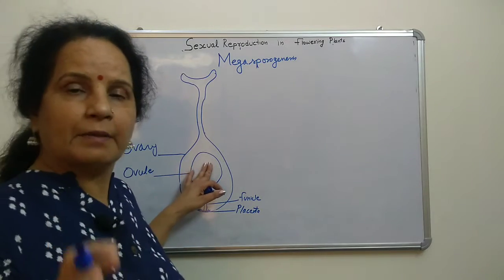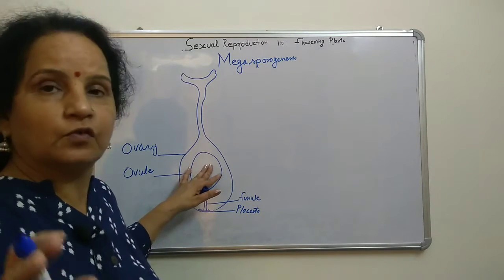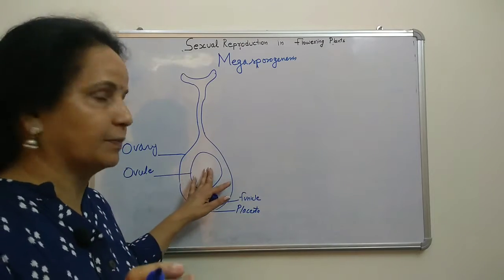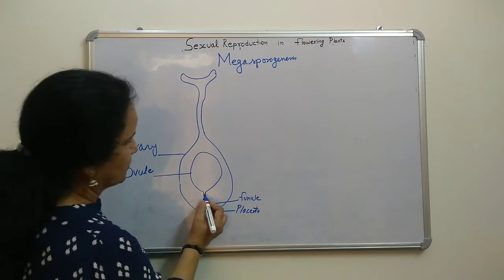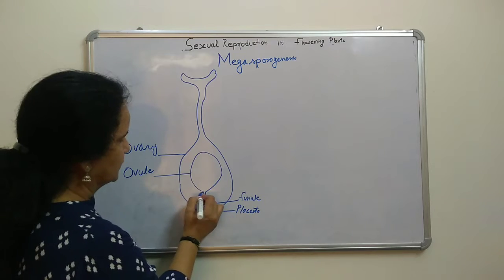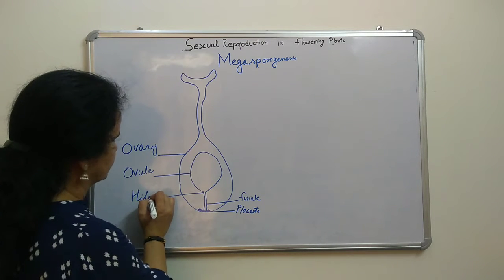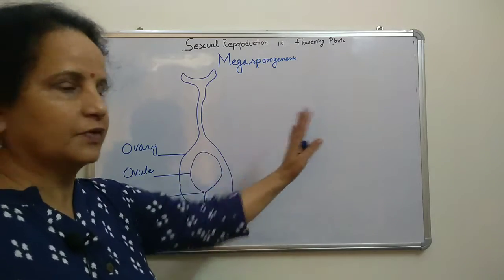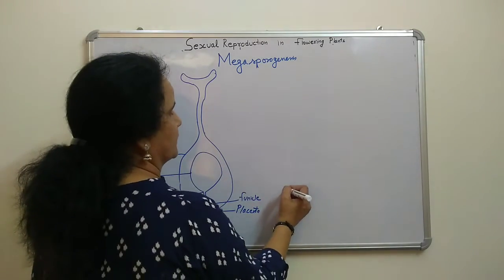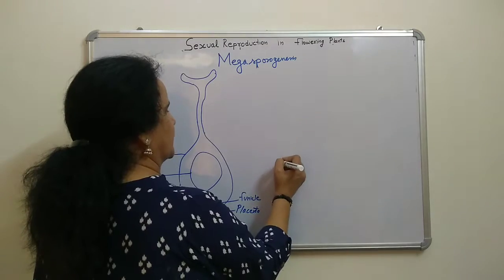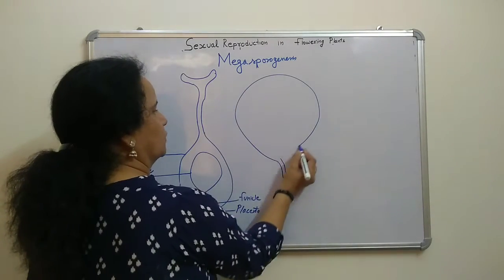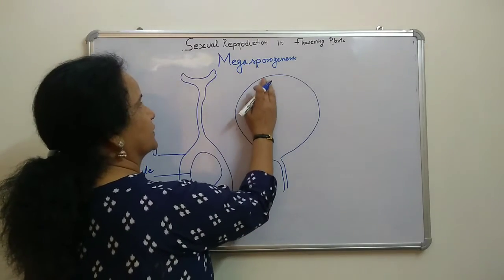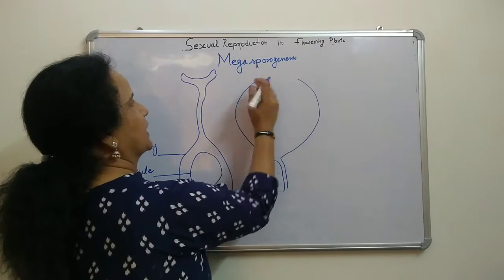The female gamete is produced in this ovule. So we will study the structure of the attachment of the ovule and funicle. This is called the hilum. Now we will take only one part of this ovule. This is the funicle, that is the hilum, and then this one is the ovule.